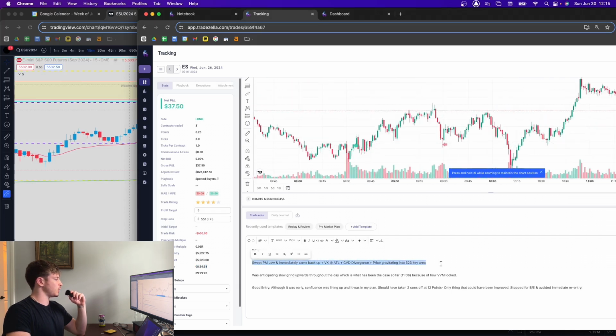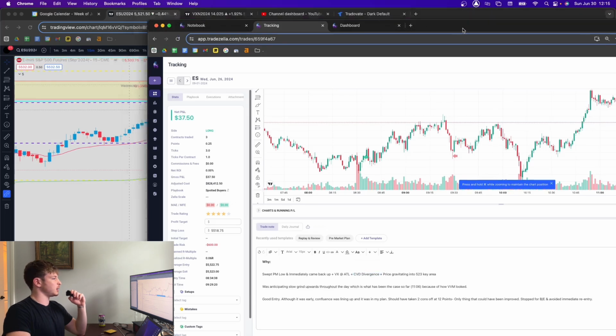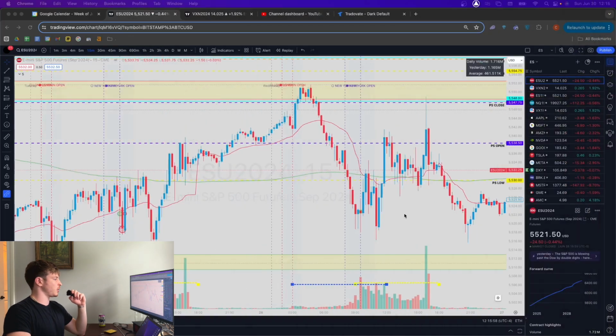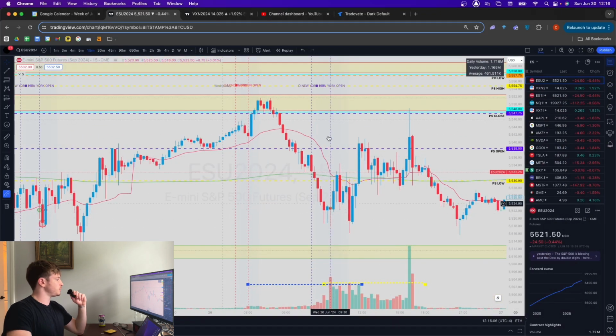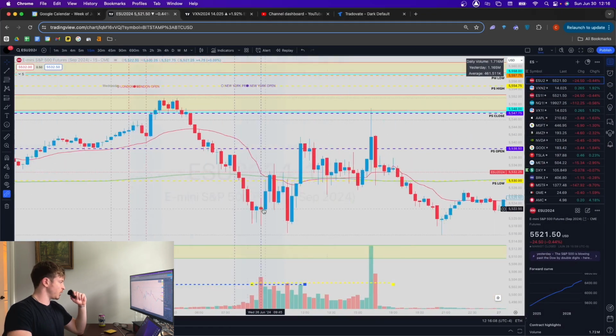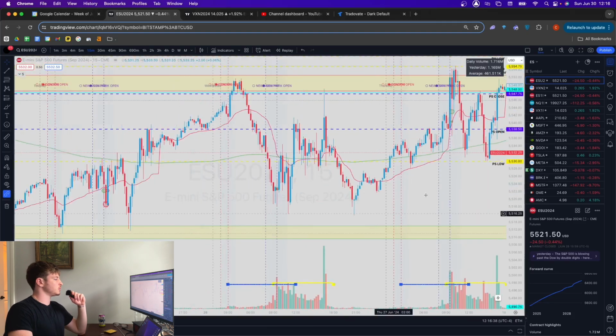It looks like we swept the pre-market low and then immediately reclaimed into our key level, and on top of that I noticed a CVD divergence. Today it looks like I was anticipating a slow grind upwards, which, I mean, it was kind of volatile, but it wasn't the slowest. This is a 15-minute candle. We entered long on this candle right here, and then we came up about 11 points, and then we stopped out. That was tough, but it's better than a loss.